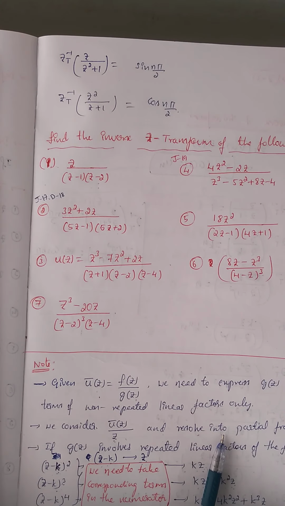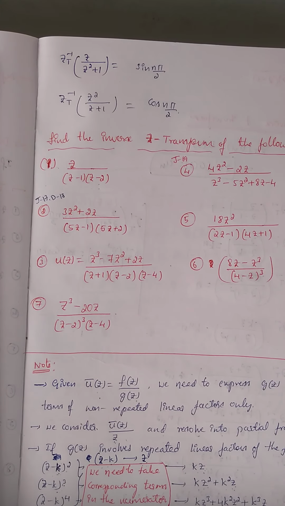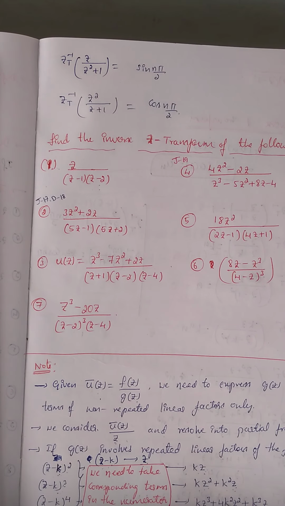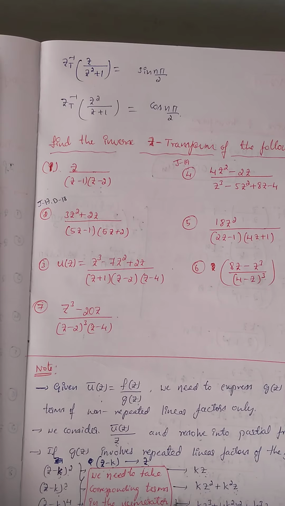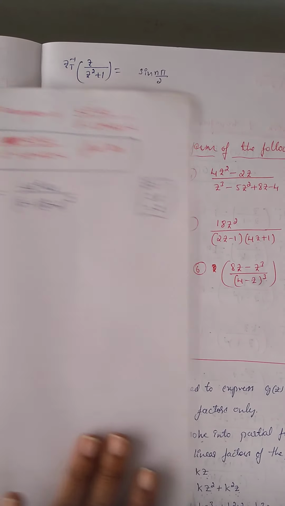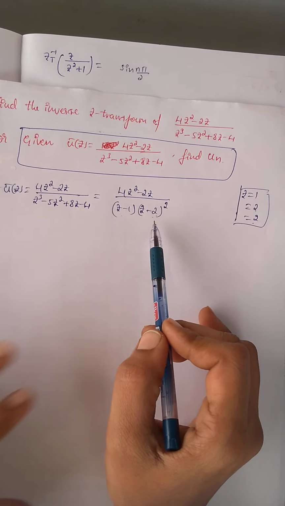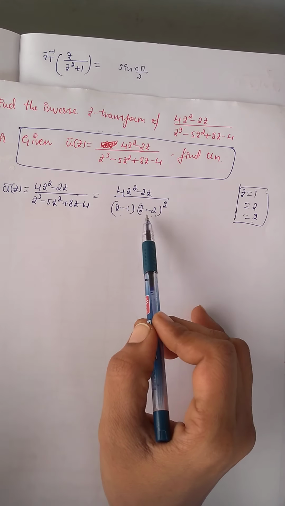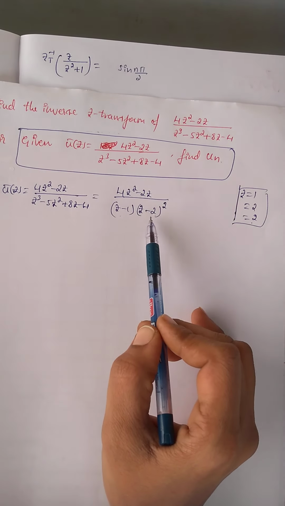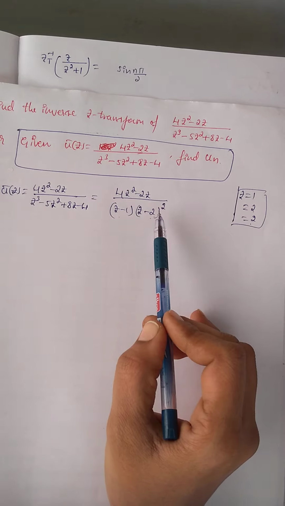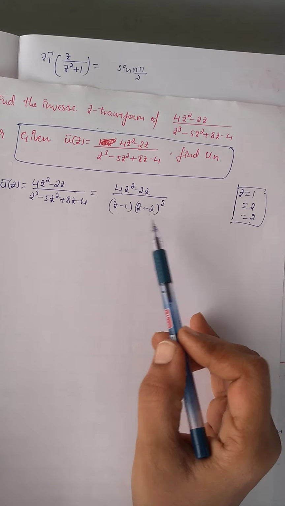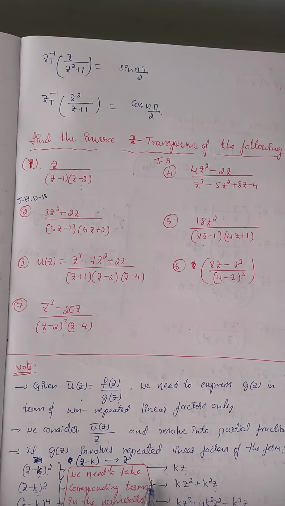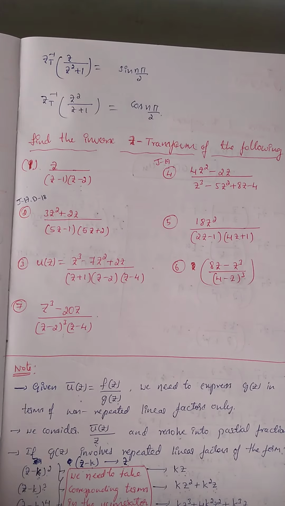Next, the second method is when you have a repeated linear factor. Using this third note we have to assume the numerator terms, and in this way we apply the partial fraction. This is the second method, repeated linear root. Here z − 2 is linear but repeated twice. So if you have repeated linear factors, we should apply this third note procedure and apply the partial fraction.